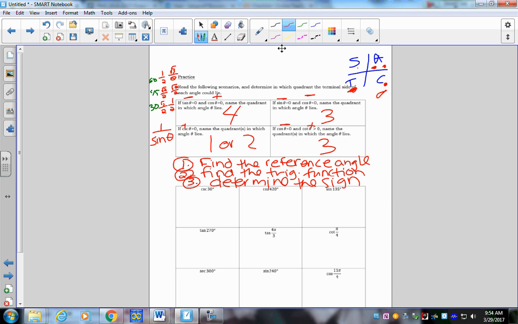Okay, so let's start. Cosecant of 30 degrees. So 30 degrees is a reference angle, right? I don't need to do anything there. Cosecant is 1 over sine, so I need to know that. So I'm going to look for the sine of 30 degrees. So looking up at my chart, sine is the y value, right? X comma y, cosine comma sine. So sine is the y value, so it's 1/2. So that means it's going to be 1 divided by 1/2, which is also known as 2.